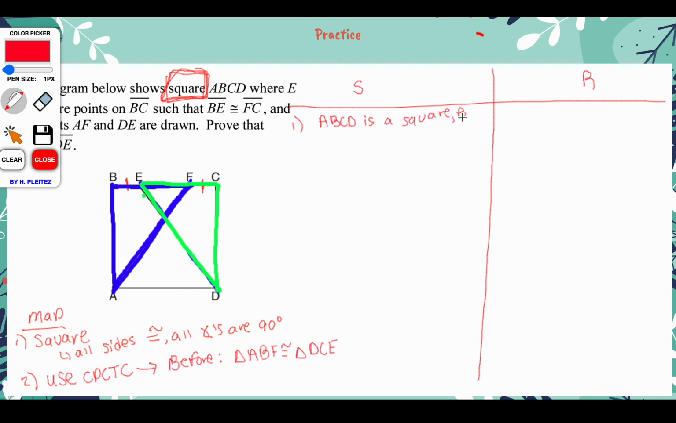and we have that BE is congruent to EC. And that's given. Now, the second thing I'm doing right now is I am addressing the properties of a square. So I know BC is congruent to AB, is congruent to AD, is congruent to CD. And that's because in a square, we know that all four sides are congruent.